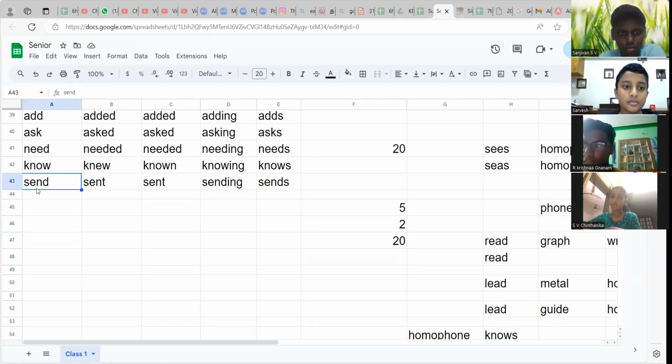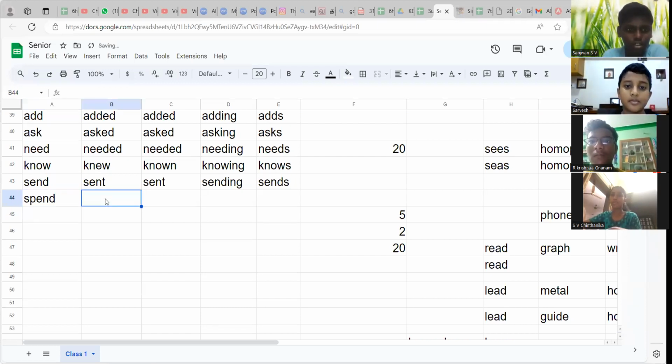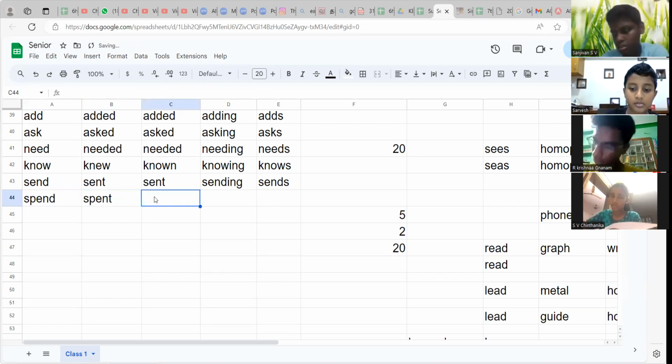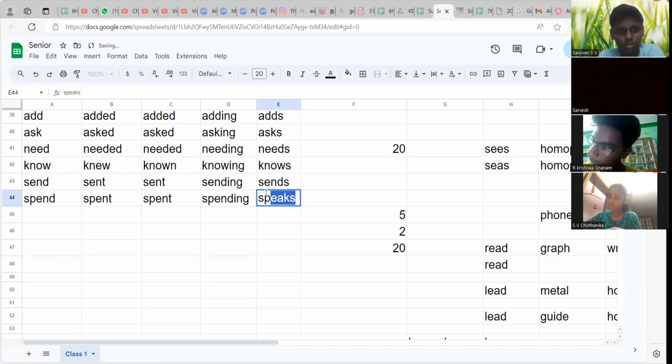Send. When I say send, look at that. Spend. Look at that also. Spend. Spent. That D becomes T. Spent. Look at that. Spent. Spending. Spends. We want to know this upfront. You want to know 5 forms.